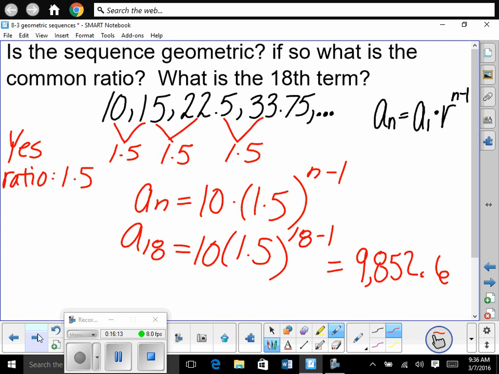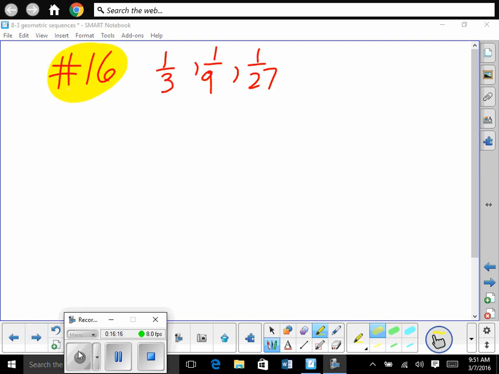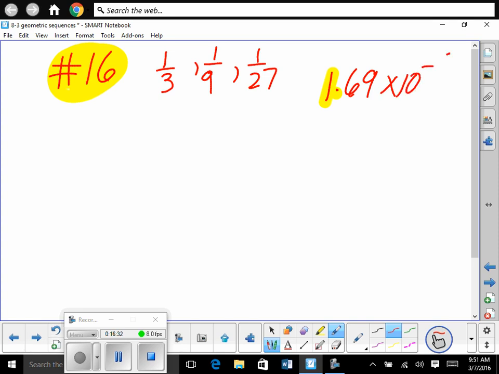Okay, so we're ready to go. Do 1 through 18. On number 16, if you went through and found the 10th term, many of you got this as an answer: 1.69 and then e to the negative 5. That means times 10 to the negative 5, right? Now, if you try to change that back to a fraction, your calculator won't do it for you. But what if I said you must write your answer as a fraction? Then you're going to have to think through this one a little bit.